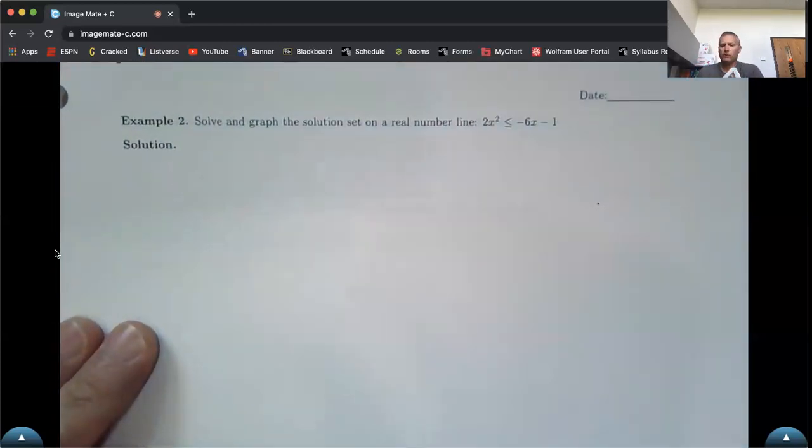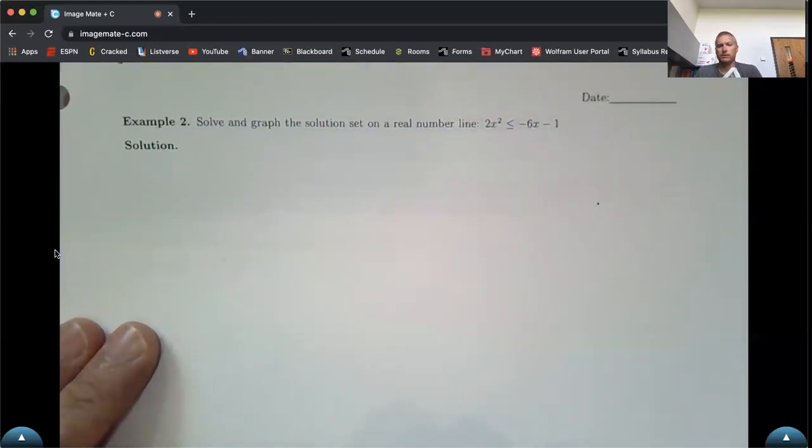Okay, let's do another example. So here we're going to solve and graph the solution set of this on the number line, 2x squared less than or equal to negative 6x minus 1.